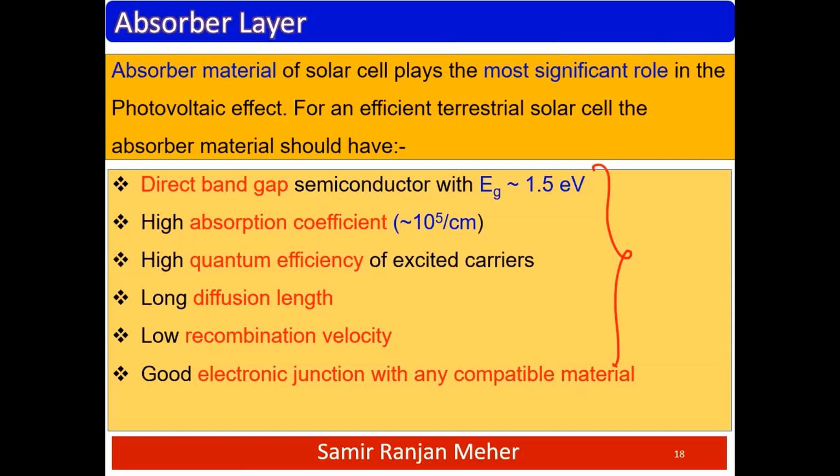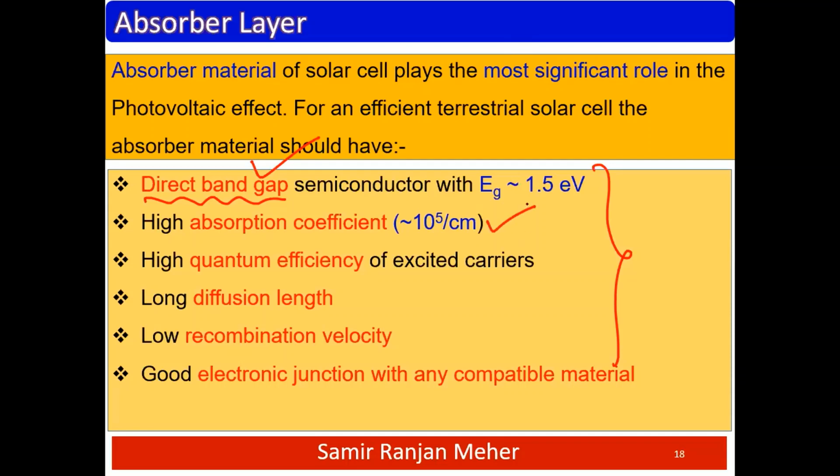First of all, it should have the proper band gap, and it should be a direct band gap semiconductor, so that the number of electrons and holes which are generated will be much more. There will be no loss in terms of heat. Whatever energy is absorbed by the material should be in the form of electron hole production, not as phonons.